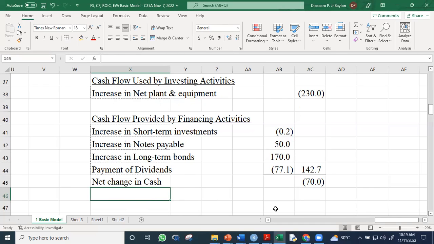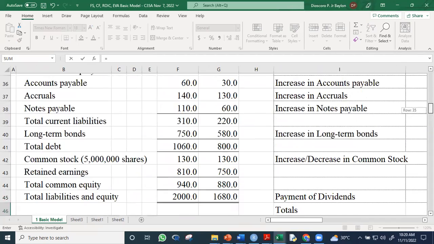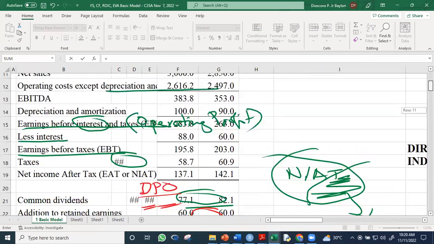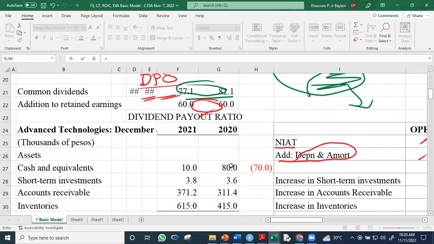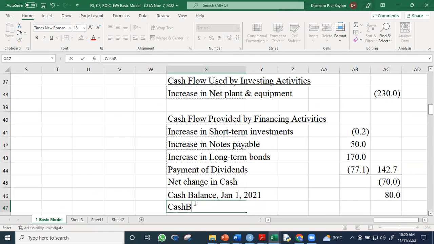All right, so let's finalize this. So this is the net change in cash. Then we add the cash balance, January 1, 2021. The cash balance is equal to, let's get it here from our balance sheet. Cash balance is 80. Okay, therefore, cash balance.